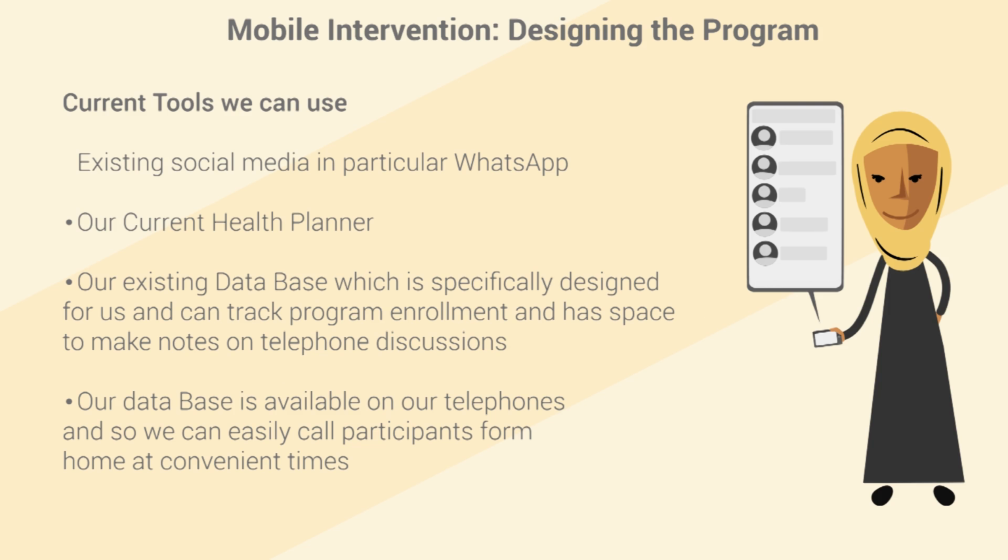So once again, this is a little bit of detail, but what tools did we use to do this measurement? Well, we can measure off our existing WhatsApp pages. We use our current health planner, which you will see in other areas of this site. We also have a database where we record all of the information around our participants and their health goals and the achievement of their health goals. We are also able, through that database, to document the telephone discussions that we've had.